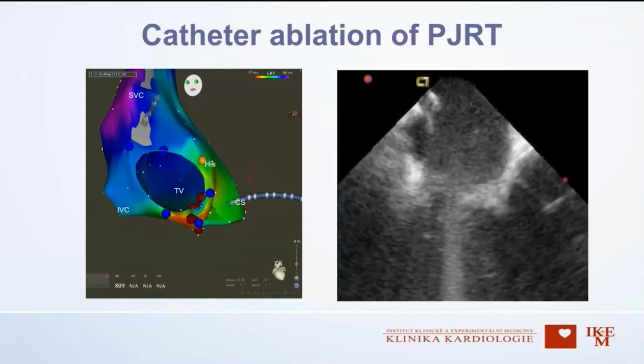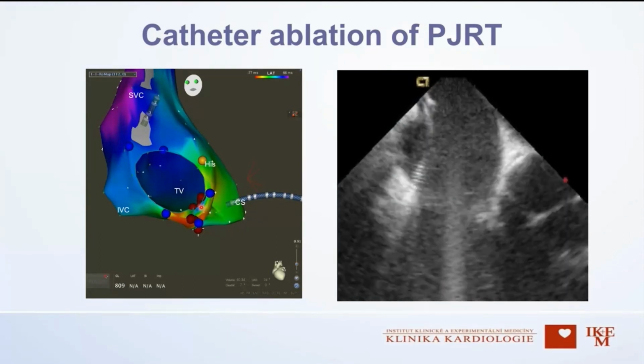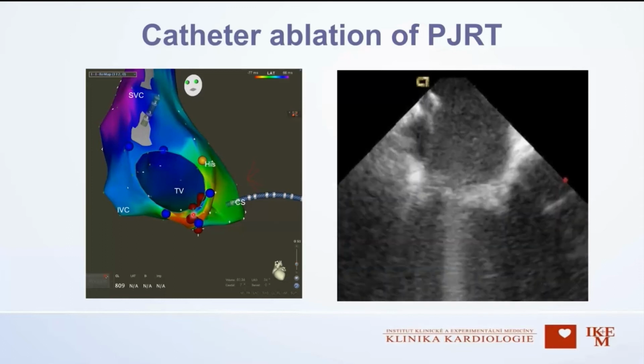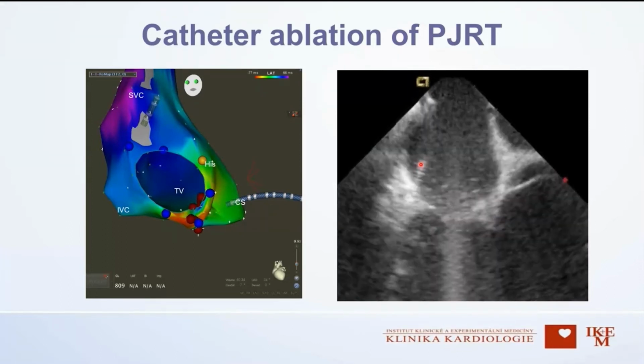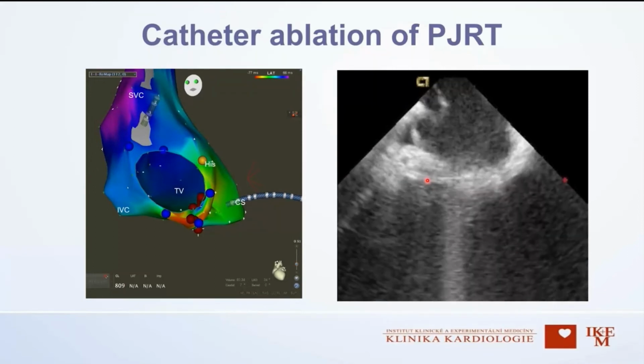The ablation of PJRT is usually easy. It's somewhere on the tricuspid annulus close to the CS, so it's not that difficult, and the stability is usually there, and you just map the earliest atrial activity.